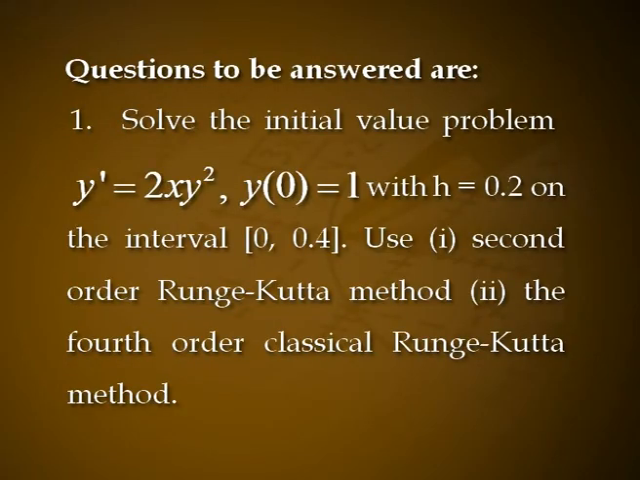Before going to the next session, please try to answer the following questions. Question number 1. Solve the initial value problem y dash equal to 2xy square, y at 0 equal to 1, with h equal to 0.2 on the interval 0, 0.4 using 1. Second order Runge-Kutta method. 2. The fourth order classical Runge-Kutta method.